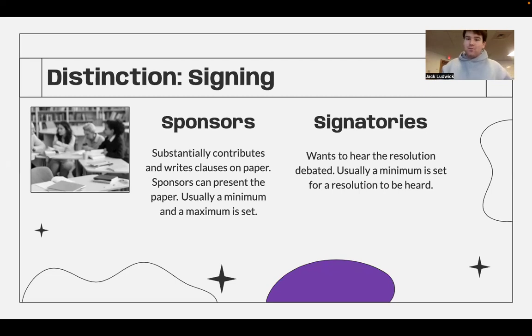Everybody in committee can be a signatory because maybe everybody wants to see that resolution or working paper debated. And again, this is not someone who supports the paper. It is someone who just wants to see it debated.